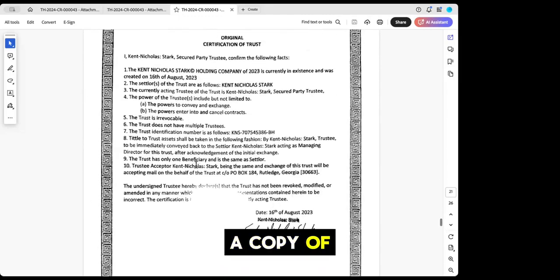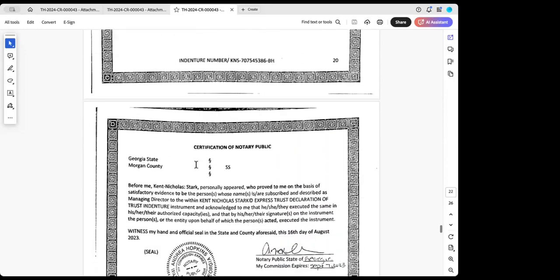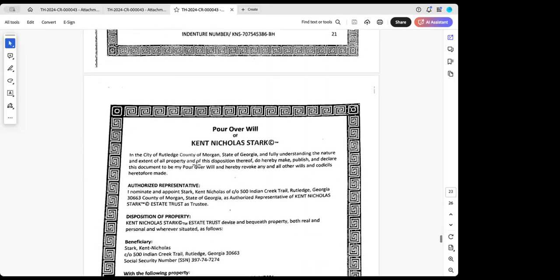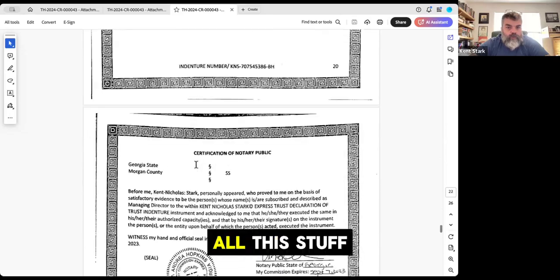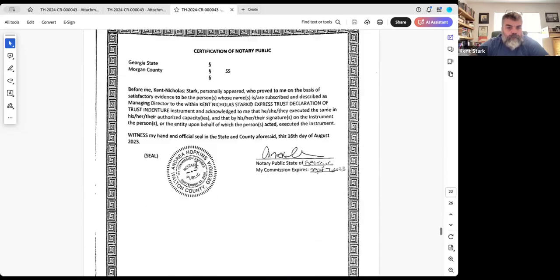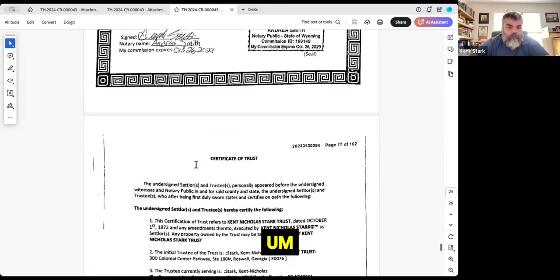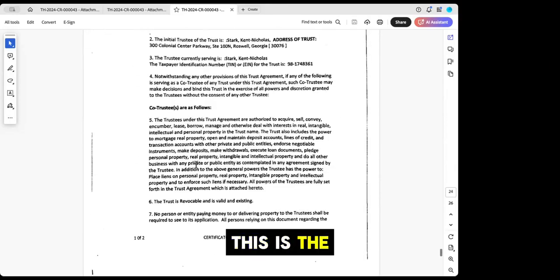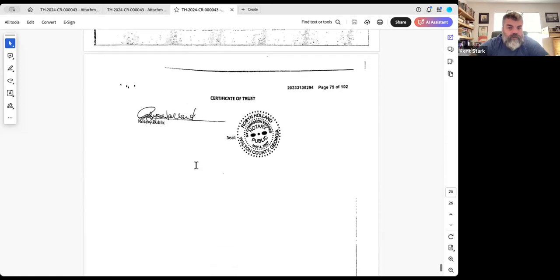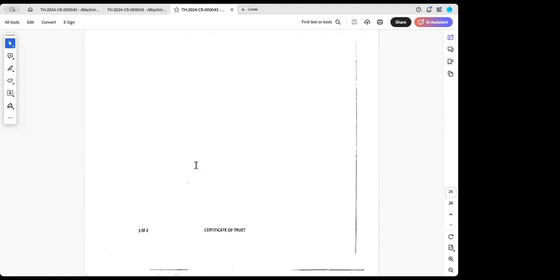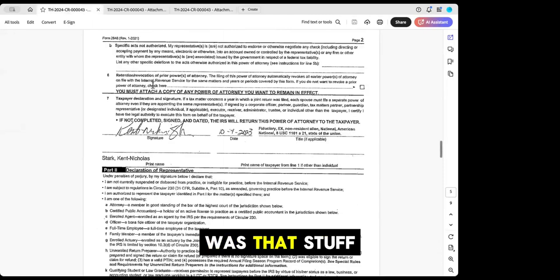And then here's a copy of my certification of trust. And this is the pour over will. All this stuff is on the website. This is a different certification of trust. So that was that stuff.